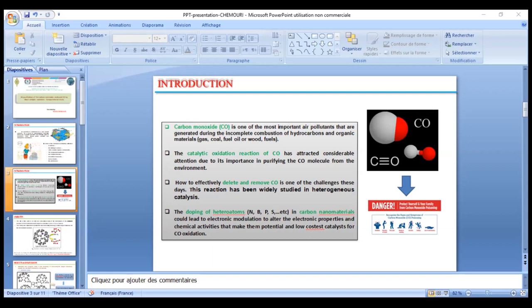I am Hafeda Shmouri from the Higher School in Applied Science of Tlemcen, Algeria. I am a member of the Laboratory of Applied Thermodynamics and Molecular Modeling in Algeria also. My work is titled Air Purification of the Carbon Monoxide Molecule CO in Nanocatalyzed Oxidation: Computational Study.